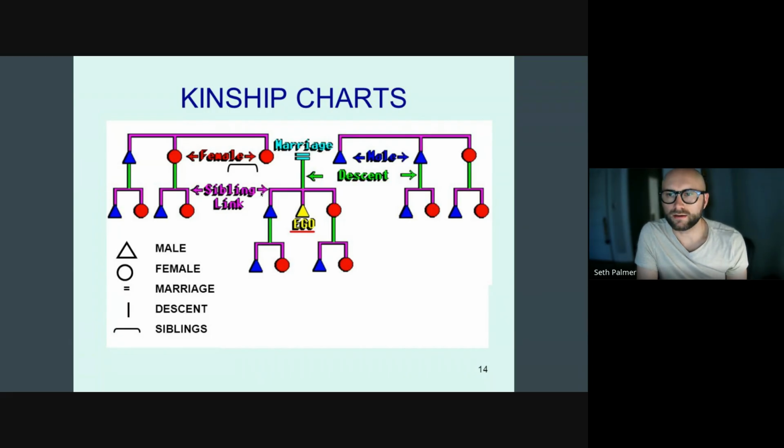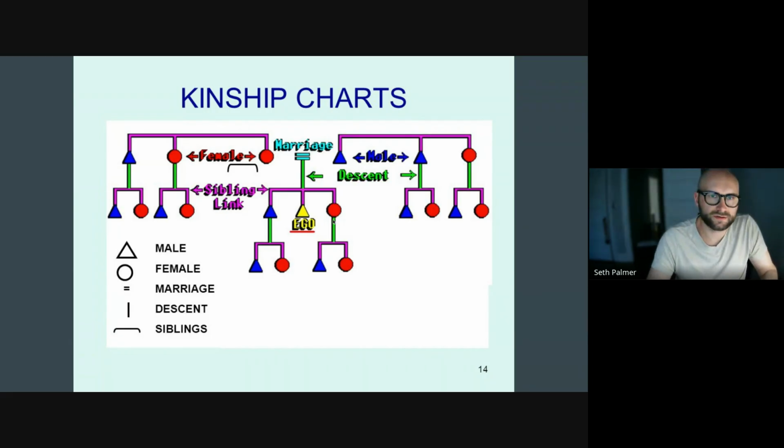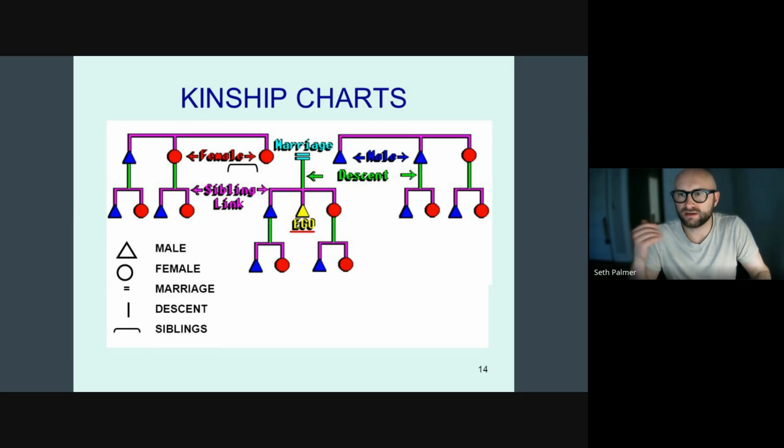Okay. So next I'd like for us to discuss kinship charts. For the purposes of our course, you will only have to understand the simplest of kinship charts, and I have provided an example of one here. Now, again, historically, anthropologists use kinship charts to show descent relationships. In other words, who descended from whom. Again, essentially a family tree.